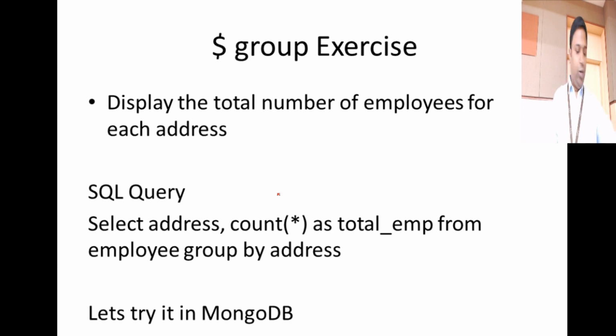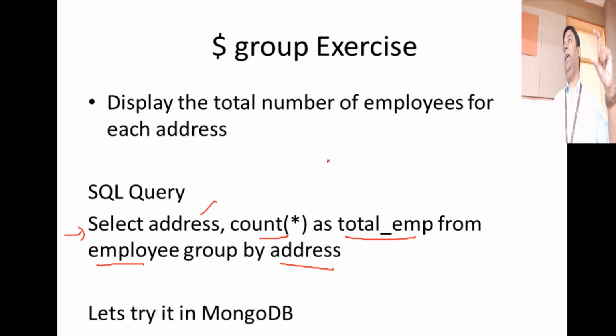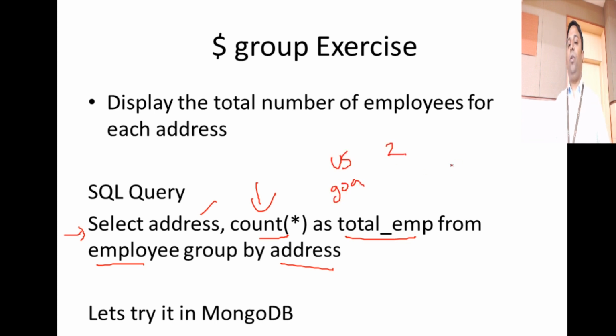How will you write this in SQL? SELECT address, COUNT(*) AS total_employee FROM employee GROUP BY address. So we will first group by the column called address, and then we'll run a COUNT(*) for every group. So we'll get for US 2, for Goa, how many employees do we have? I think 3. For Vellore we'll have 2. So how can you try this in MongoDB?